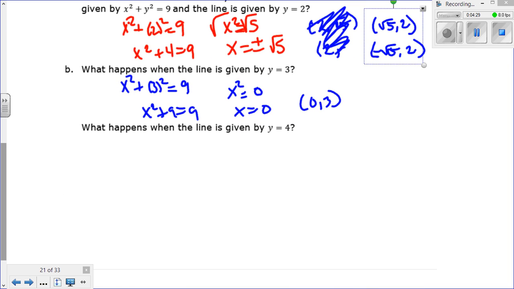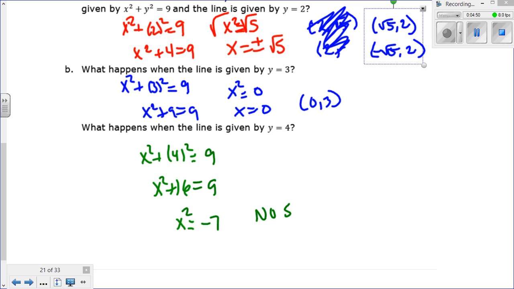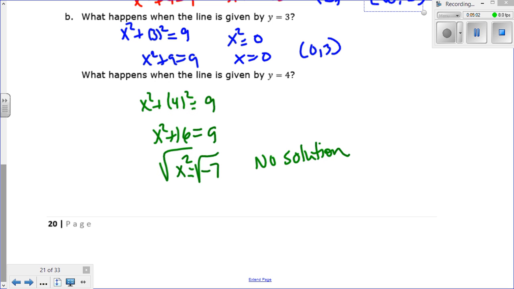And if I put it in here, I will get x squared plus 4 squared equals 9. So x squared plus 16 equals 9. When I subtract 16, x squared equals negative 7. And there's no solution, because we can't have a negative number under the radical. Okay? Alright.